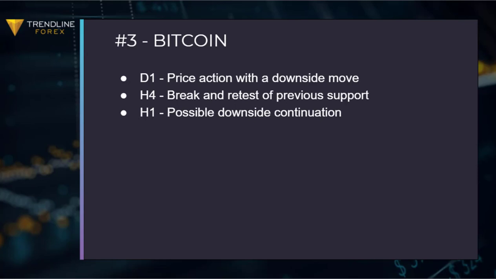The first instrument that we're going to start off with will be Bitcoin. We're going to be looking at the daily chart where we can see that price action has begun a downside move, breaking below previous structure. Then we're going to drop down to the 4-hour chart and we will see those levels in more detail and as more specific numbers. And then finally we're going to have a look at the hourly chart and see what the next potential levels for price to possibly reach are.